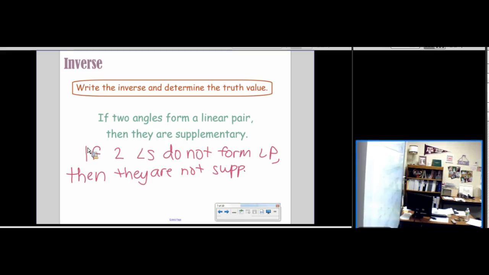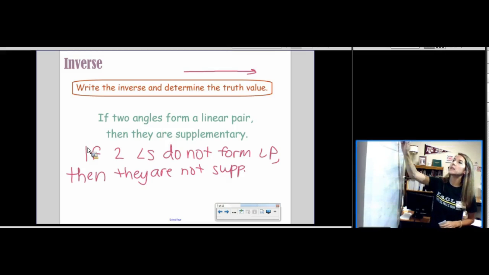Then it said determine the truth value. We have a 50-50 chance, but we need to get it right every time to get all the points on our test. So, truth value. If two angles do not form a linear pair, what would that look like? Do you remember what a linear pair looks like from last week? I made you draw one on your whiteboards.